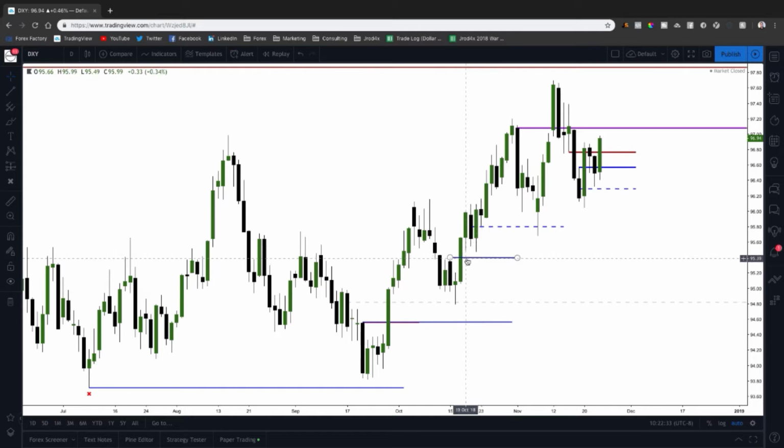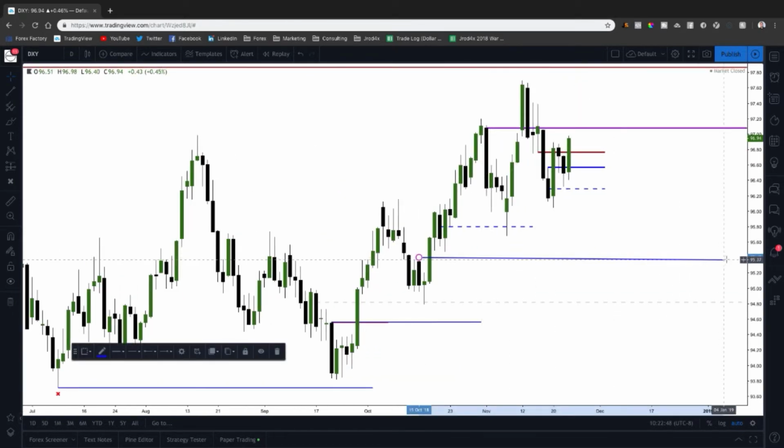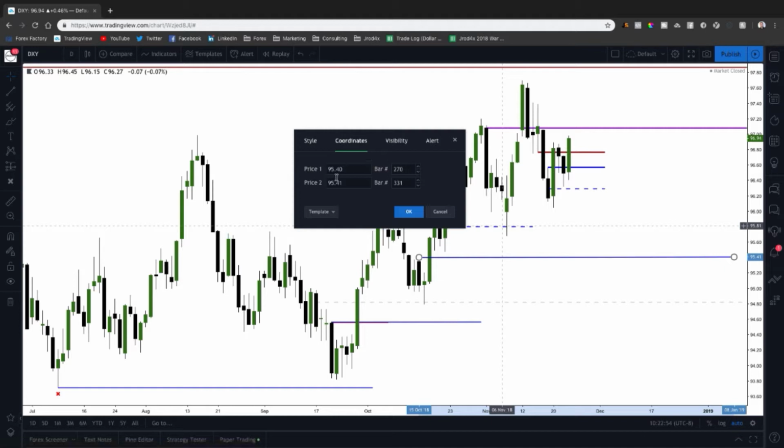We haven't tested this order block yet. If you look, we traded higher, came back down, but we just missed it by a few pips. So this 95.40 to 95.50 level could be a pretty significant level for support. We're going to have that level on our chart. We're going to keep it here, 95.40.